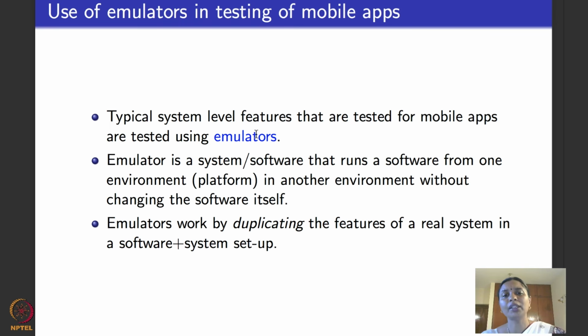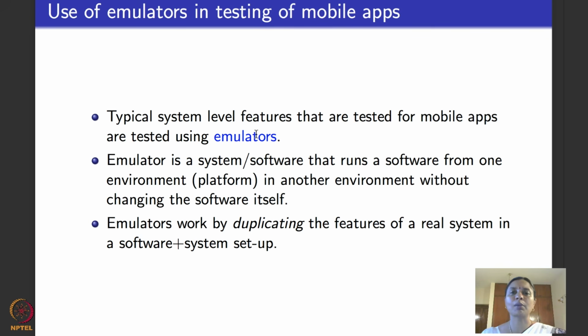So typically we use what are called emulators to do these. System level features that we discussed for mobile apps are tested using emulators. What is an emulator? An emulator can be thought of as a system that contains a piece of software. What does it do? It runs the software from one environment in another environment without changing the software.